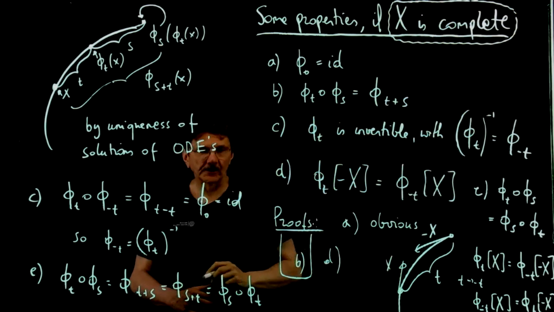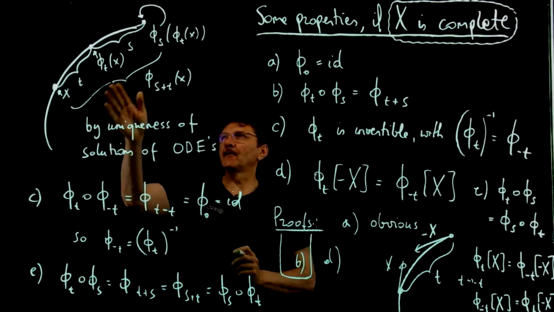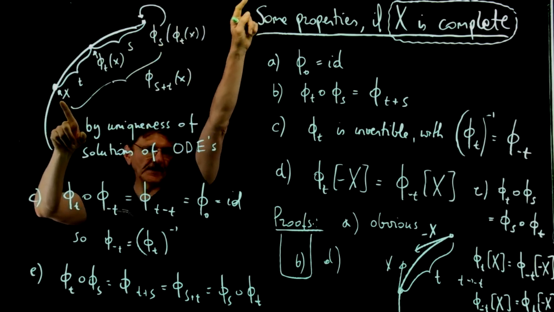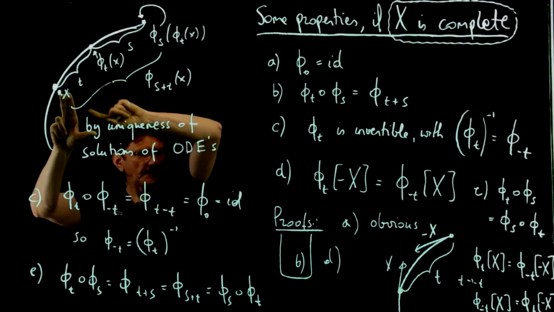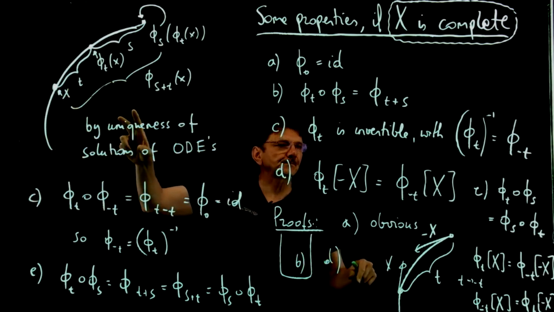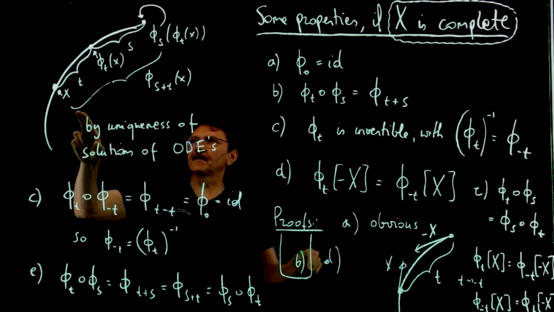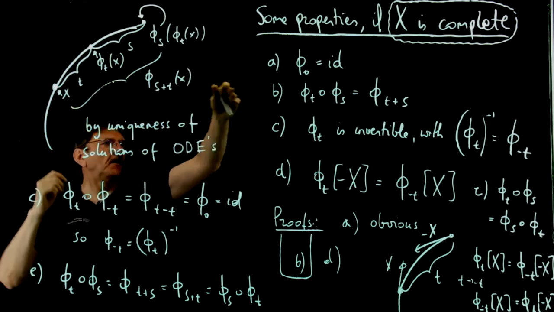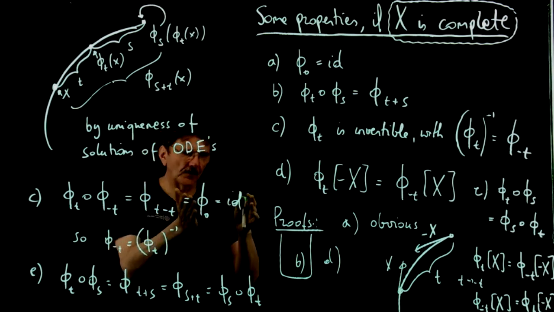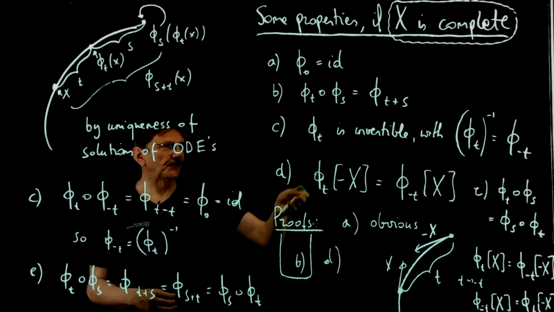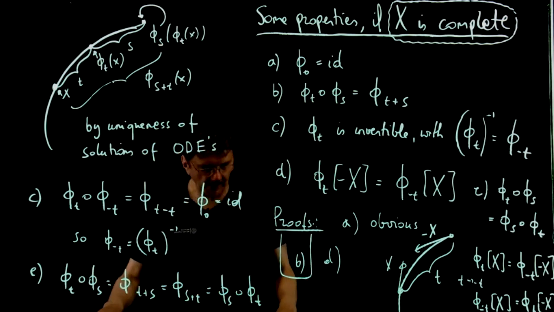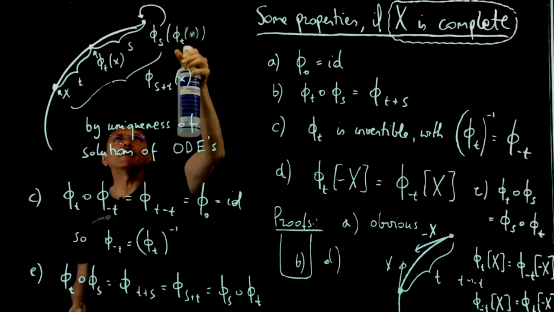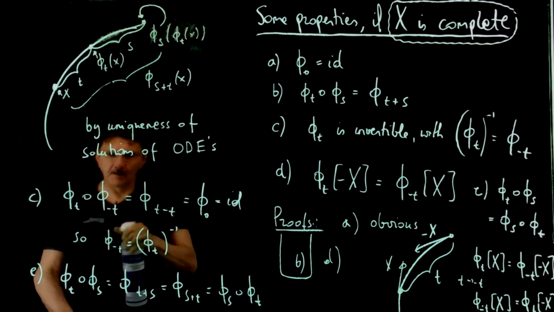Otherwise, it works locally. I mean, these pictures are true locally. You don't need to be able to go to infinity to prove something. So for every point, these things are well defined for small t at least. So you can apply all this argument near every point for some values of t, which you could just try to formalize. But the bottom line really is that these things are essentially true always, locally.